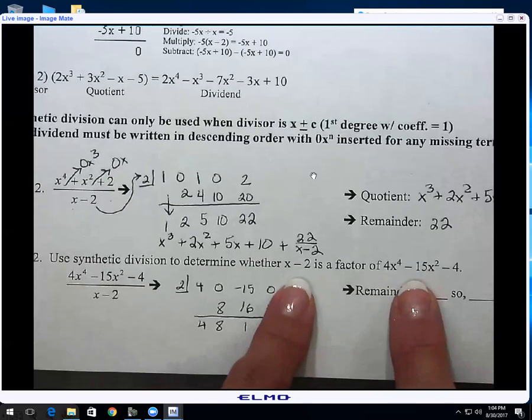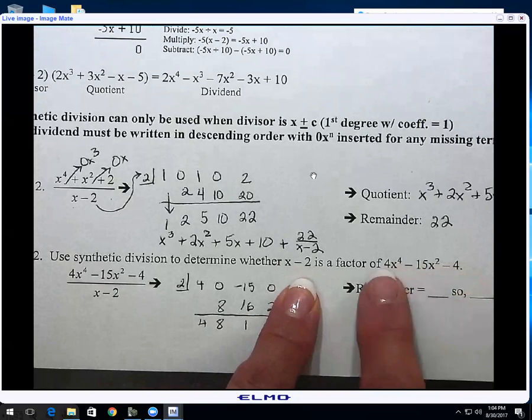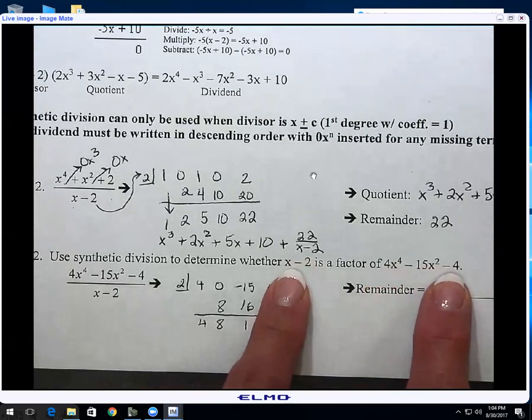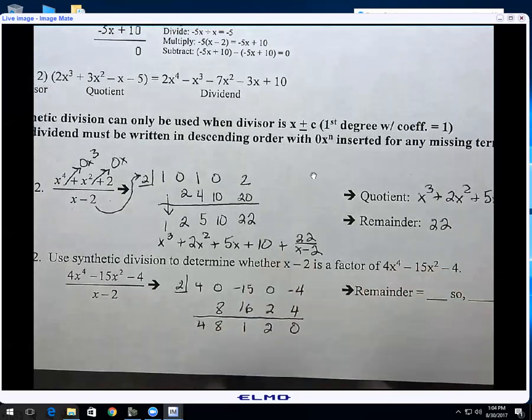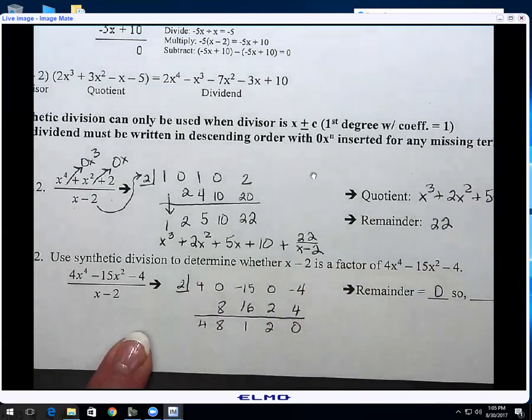Similarly, in algebra, if you do synthetic division with 4x squared minus 15x squared minus 4 divided by x minus 2, how can you tell if x minus 2 is a factor of that? It doesn't have a remainder. Do we have a remainder here? No, the remainder is 0.